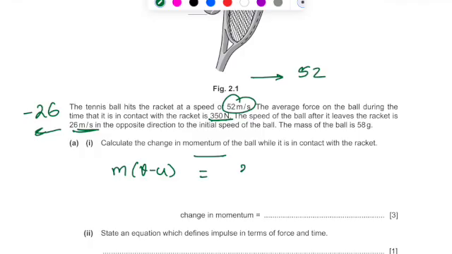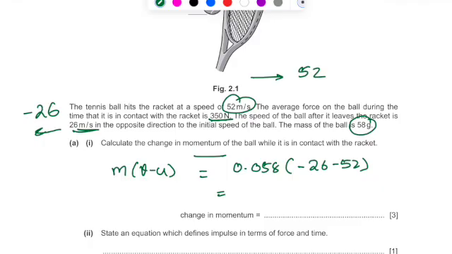What was the mass? Change in the momentum of the ball. What was the mass of the ball? Mass of the ball is 0.058. Convert grams into kgs, times minus 26 minus 52. So it becomes negative. When I do it by the calculator, its value is going to be nothing but how much?